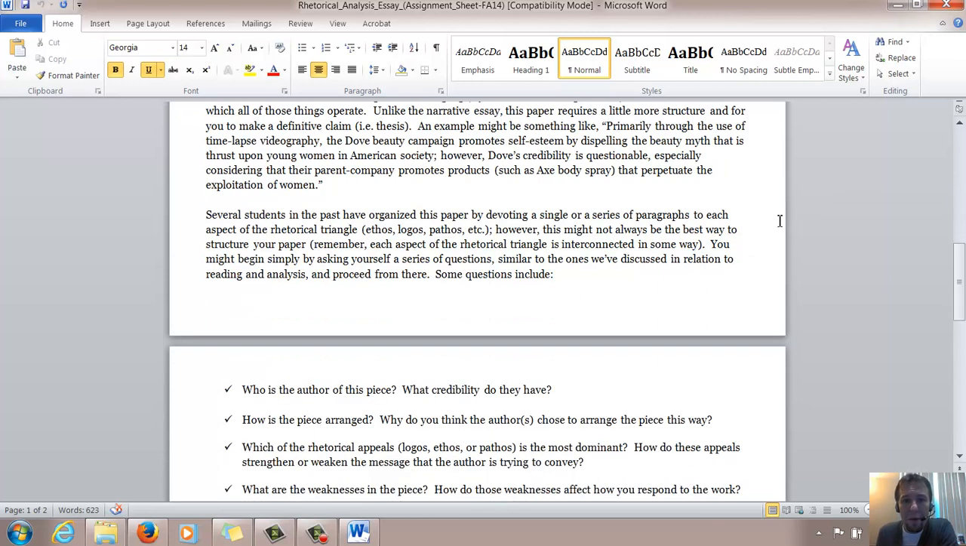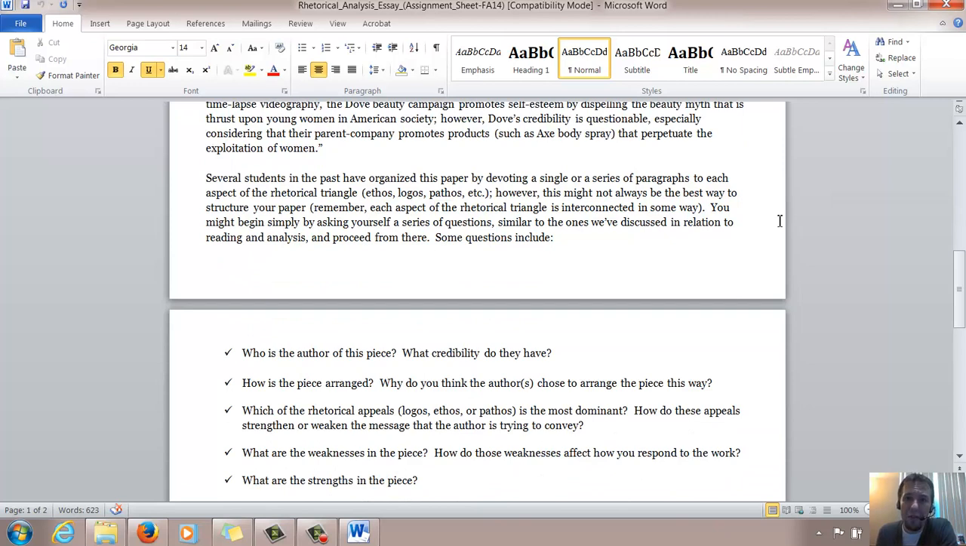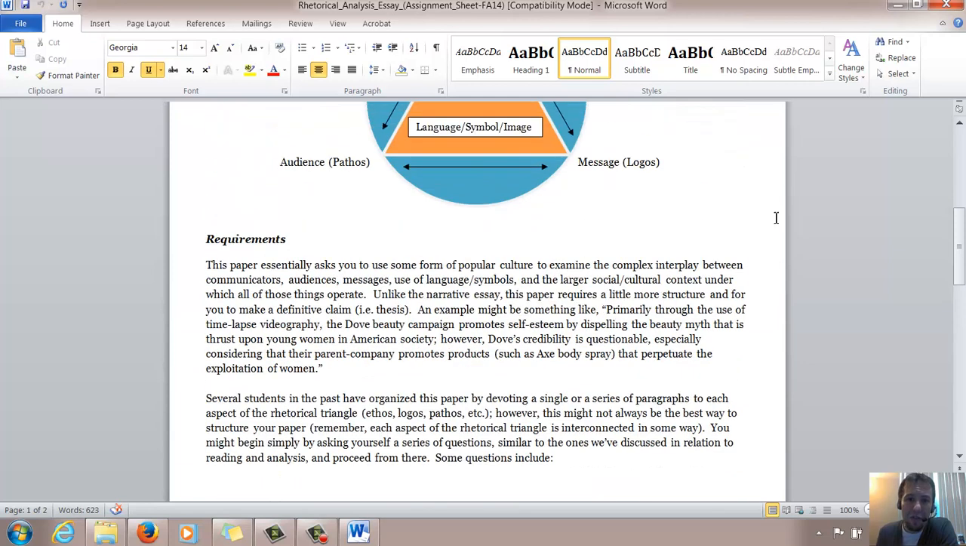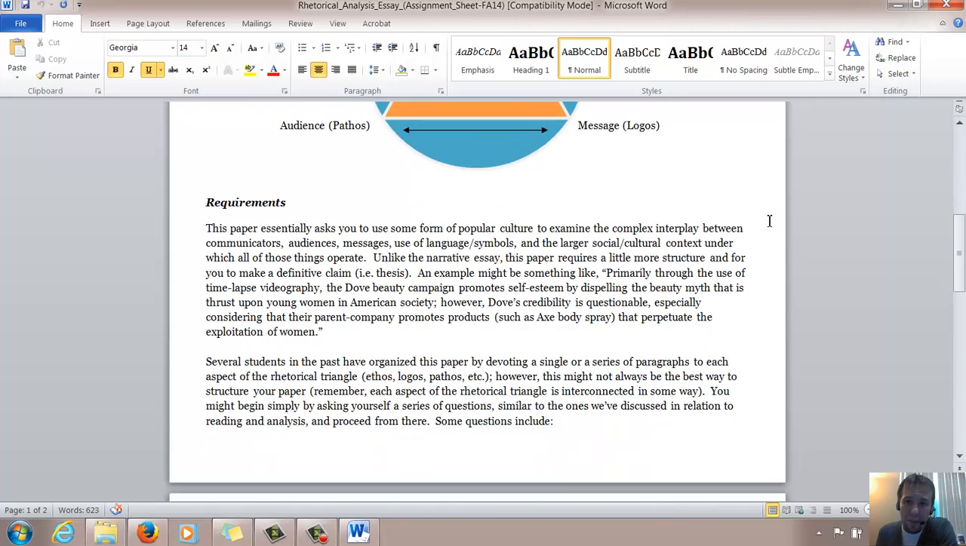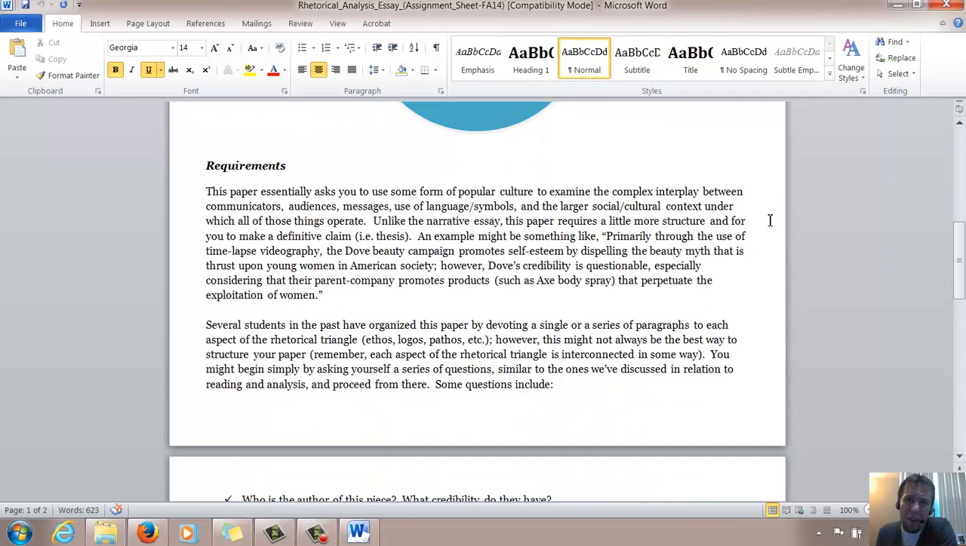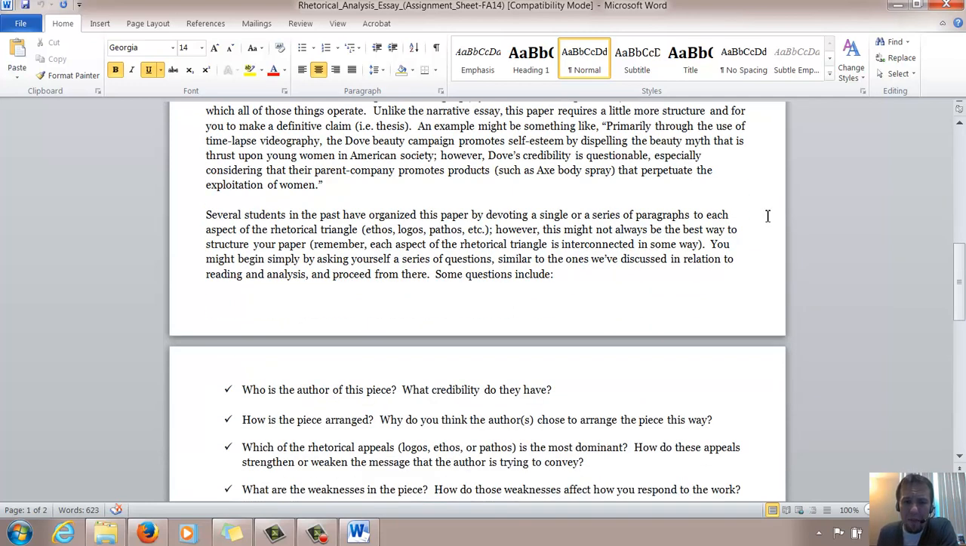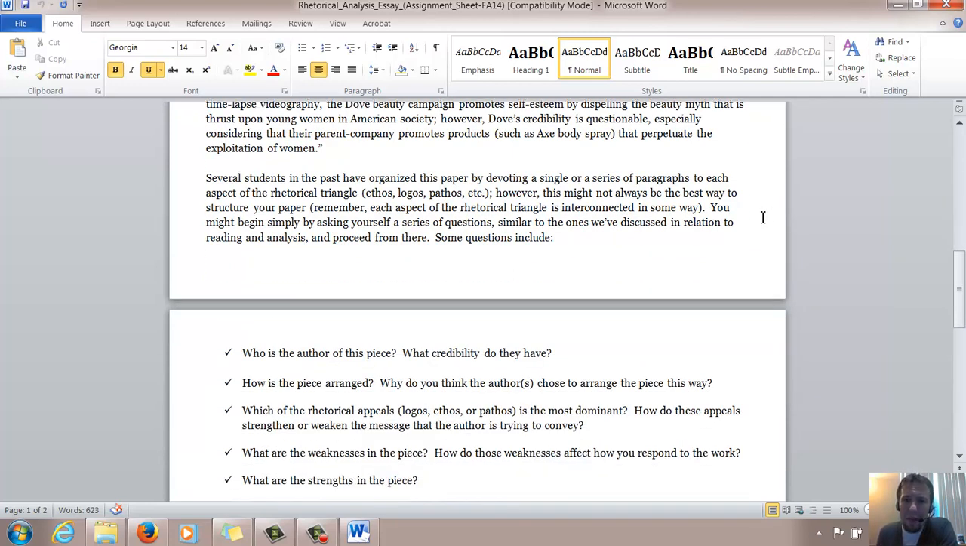And how folks organize this paper, it varies considerably. Some folks take each part of that rhetorical triangle and just discuss it at length. But as you'll notice, I have arrows going between all of them. They all coexist with each other. They all feed off of each other, or they should if the communication is effective. So it doesn't always work to put them each in a separate paragraph or series of paragraphs. Really, it's based upon what it is that you see and the order in which you see it, and to talk about those things. But these are some questions to think about.